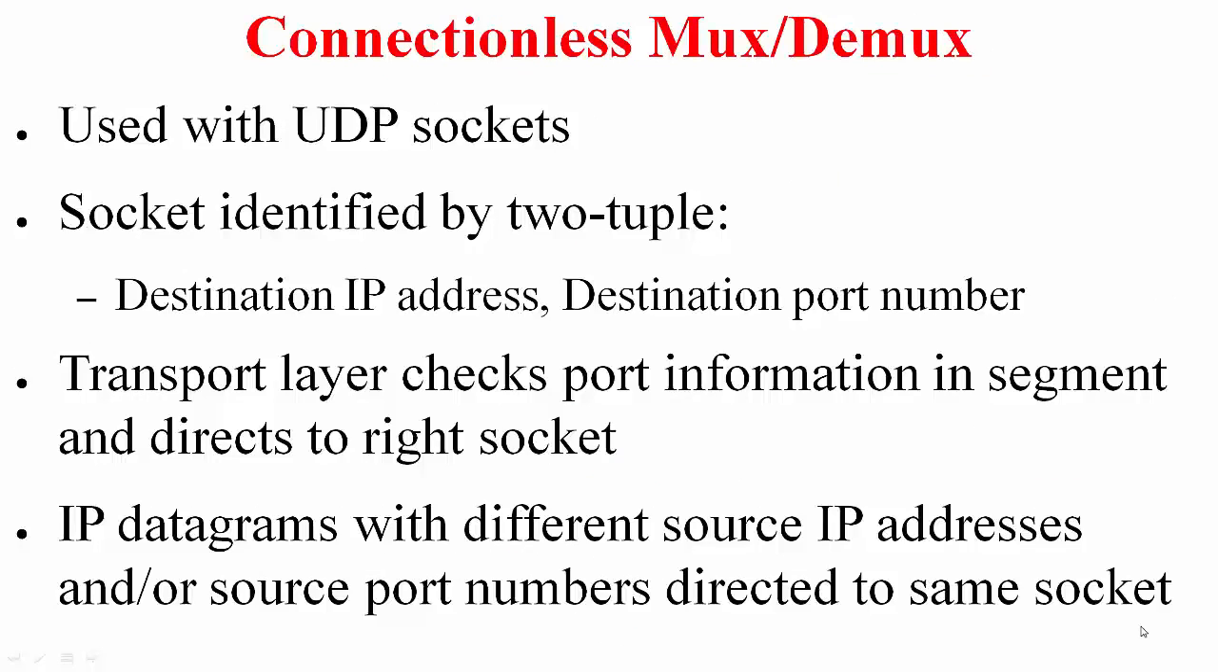There are two types of multiplexing demultiplexing. One is called connectionless multiplexing demultiplexing. This is used with UDP sockets. In this particular case, a socket is identified by a two tuple, that is the destination IP address and the destination port number. So whenever the transport layer gets a packet, it looks at this information to decide which socket to send this packet to. A point to note here is that IP datagrams with different source IP addresses and or source port numbers, but the same destination IP address and destination port number will be directed to the same socket, because you are not distinguishing based on source information.